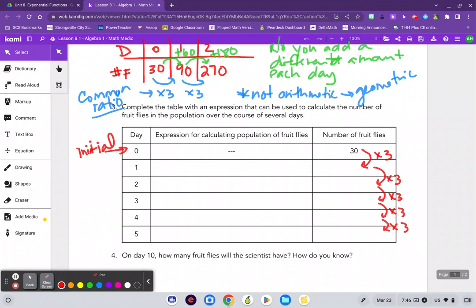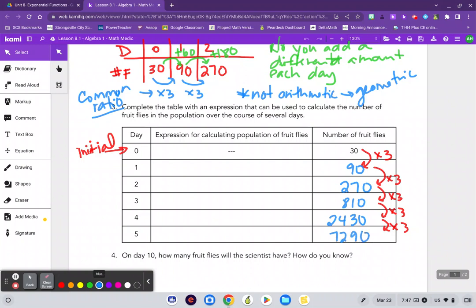So on day 1, I would have 90 fruit flies. And on day 2, I'd have 270. If I triple that, I get 810. If I triple that, I get 2,430. And if I triple that, I get 7,290. Whew, that was easy.